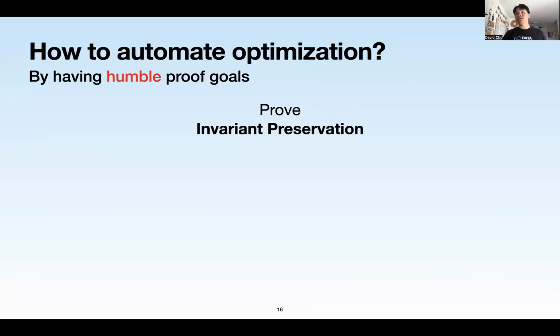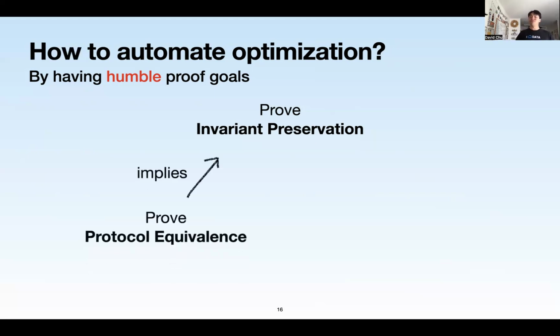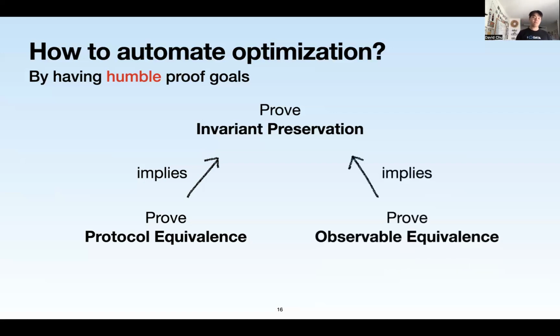Okay, instead of proving that the new protocols satisfy the same invariants, we'll just prove protocol equivalence, right? That the new and the old protocols behave equivalently. And that'll imply that the invariants are preserved. Actually, well, it'll turn out by the end of the section that we don't actually need to prove protocol equivalence. We just need to prove observable equivalence, which is to any observer, it appears as if the new protocol is equivalent to the original. And that will also imply invariant preservation.